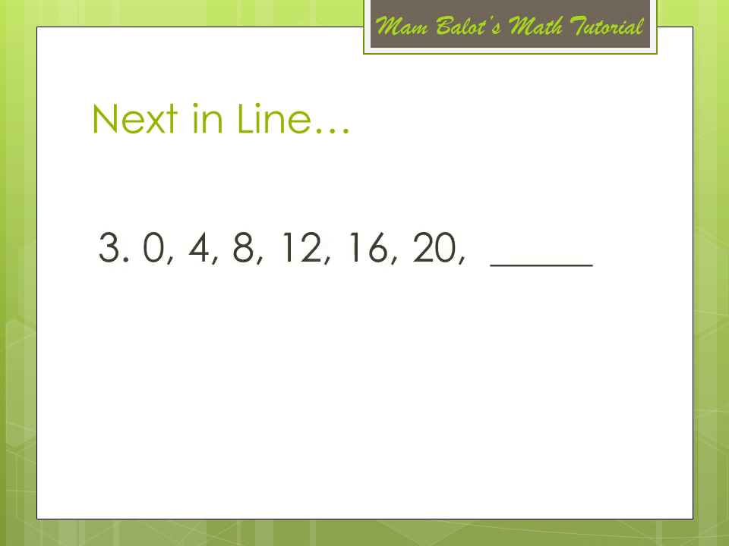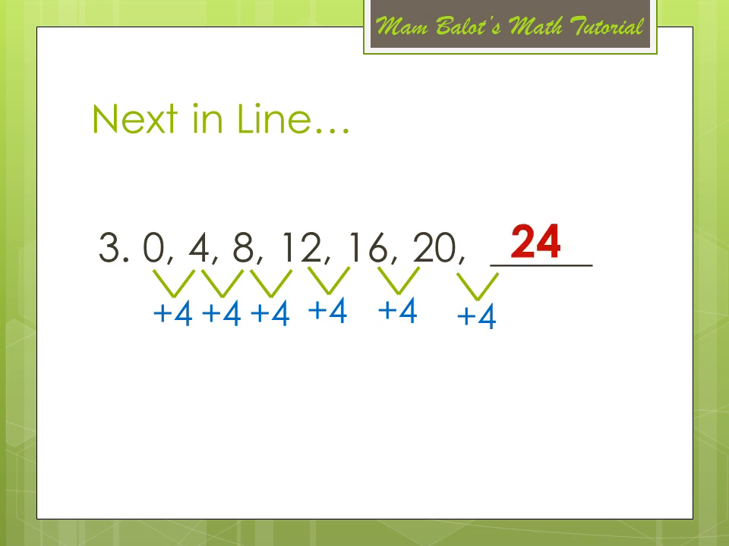Okay, number 3. Suppose we have the numbers already. So we have 0, 4, 8, 12, 16, and 20. So observe that from 0 to 4, we need to add 4. Then the next one, we also need to add 4. And so on and so forth. So therefore, for the next number, we need to add another 4, which is now equal to 24.